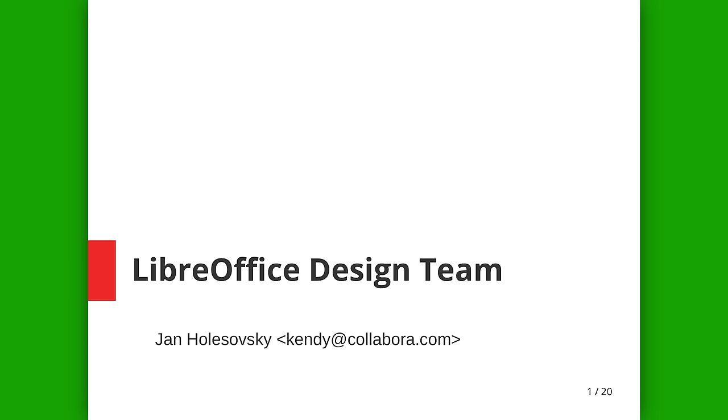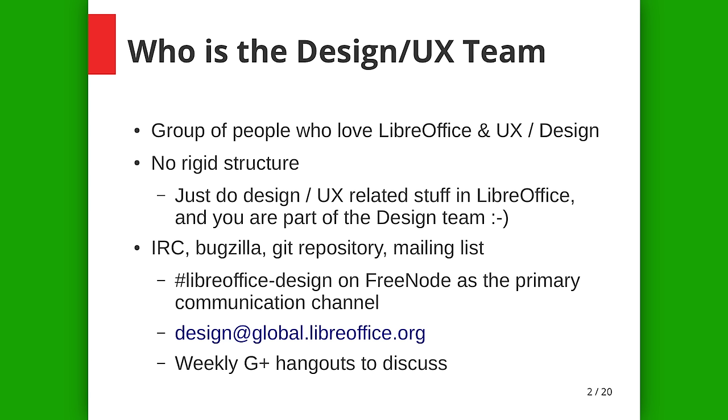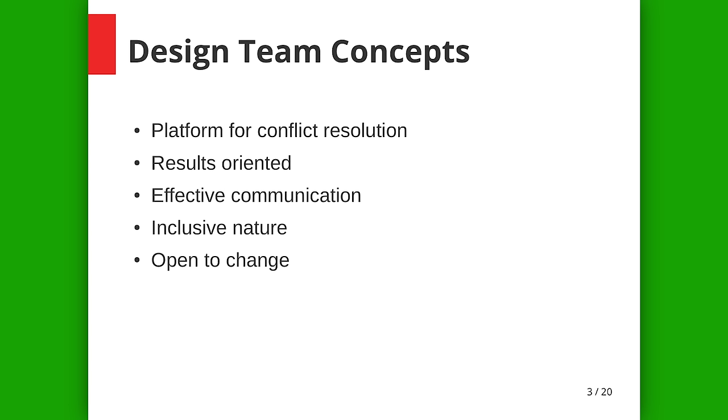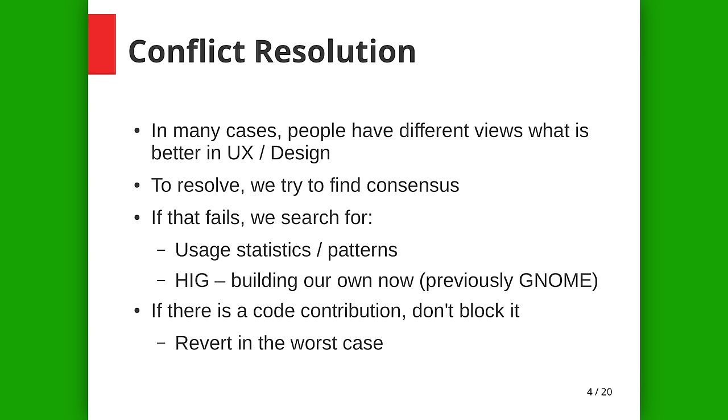One's in blue and the other one's in black. So in that case, it is much better to try to find some usage statistics or some patterns or any measurable way to decide if it is better to have something blue or something black. When even this fails, and there is no possibility to find some statistics or some measurable way, then we have to use human interface guidelines.